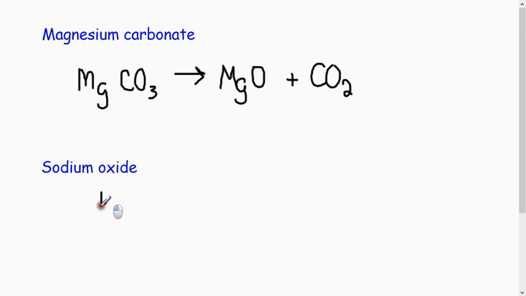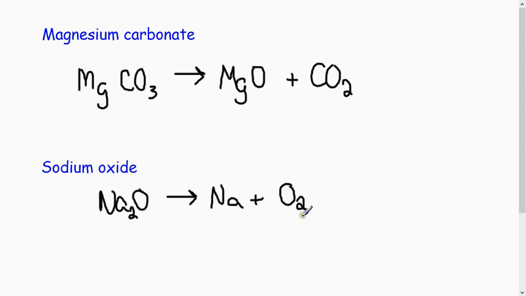Lastly, I have sodium oxide. Sodium is Na. Oxide, I'm going to put it with the oxygen. Look up the charges and crisscross. Sodium is +1. Oxygen is -2, so Na2O. This only has 2 elements, so it's the binary that breaks down into what those elements are. So it's going to break down into Na plus oxygen. Oxygen is a diatomic, so it gets a subscript of 2.